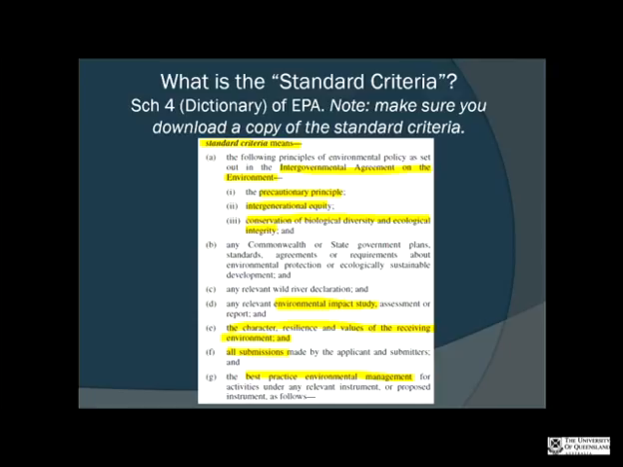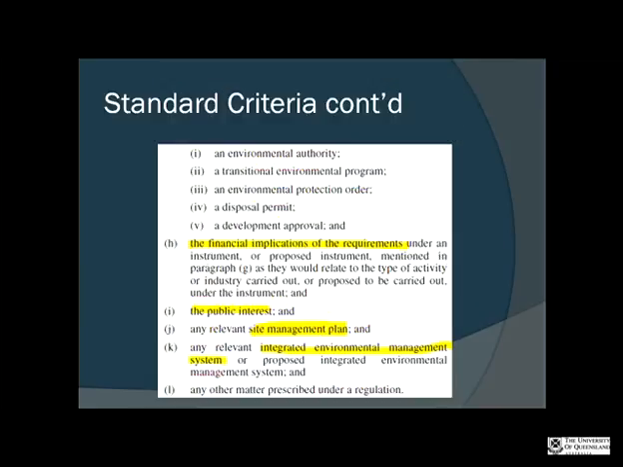So if what is being proposed is going to result in really serious impacts on the character, resilience, and values of the receiving environment, and is not in accordance with best practice environmental management, then that standard criteria would mean that it should be less likely that it is going to be approved. So that's the way the criteria is meant to be taken into account.